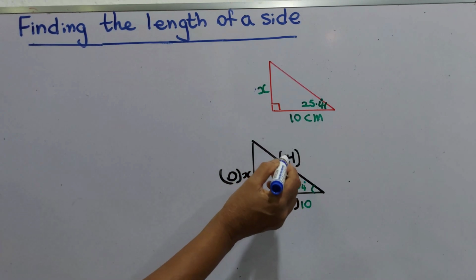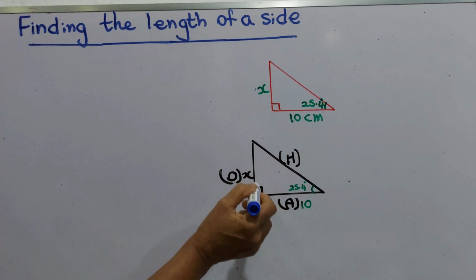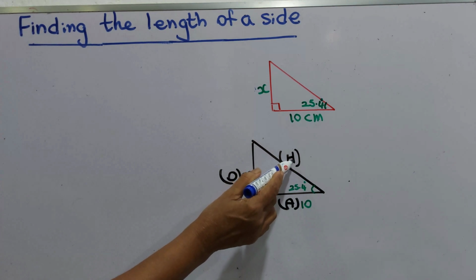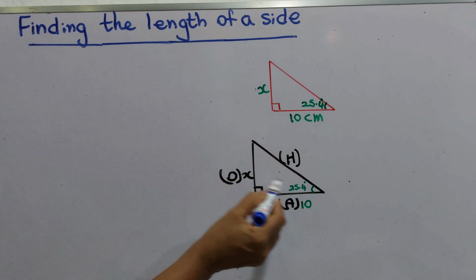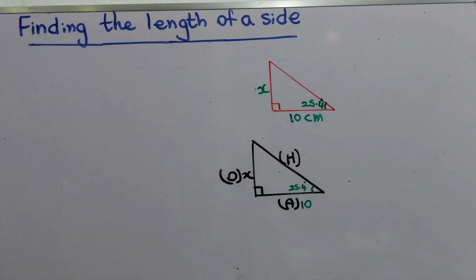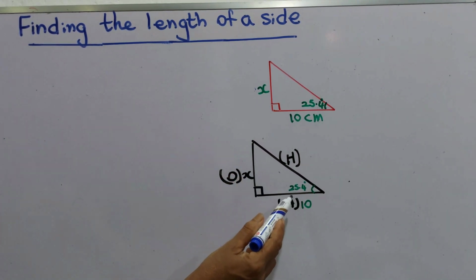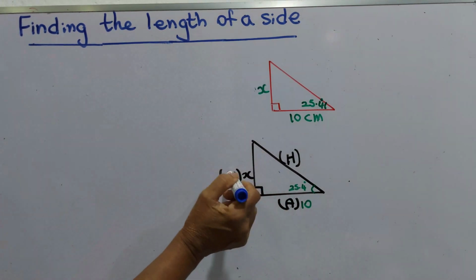Then we can mark this in order. The side opposite the right angle is the hypotenuse, that is H, and the side opposite the marked angle is called O, the opposite. Opposite of the marked angle we have to mark O, and the other side is called the adjacent, A. Then this is the triangle.